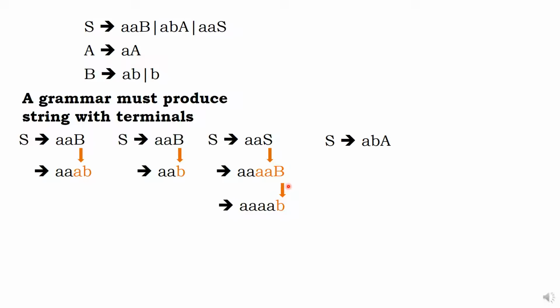Now have a look. S is giving ABA. Who is A, sir? A has a production rule AA. Substituted. Again, who is A? Because capital letters are variables, it is not a terminal. Come on, who is A? Sir, I replaced it by AAA.